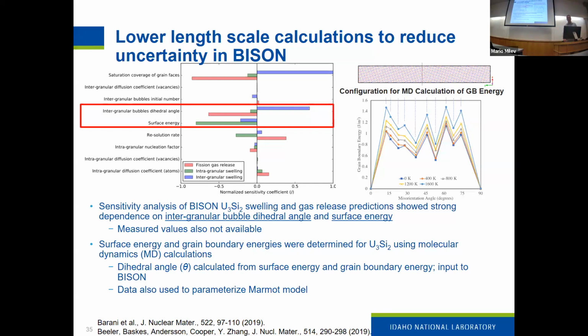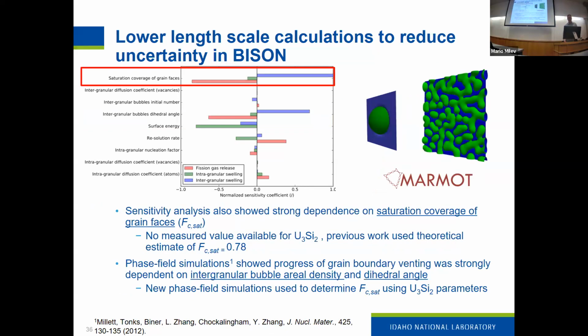But we also use that data to parameterize the Marmot model. Where Marmot came in was looking at another parameter, which is also very important for fission gas release, which is the saturation coverage of grain faces. What that parameter means is that we assume that fission gas bubbles grow on grain boundaries or grain faces, and they grow up to a certain fractional coverage. At that fractional coverage, they become completely interconnected and release all their gas. So there wasn't really a measured value available for that in uranium silicide.